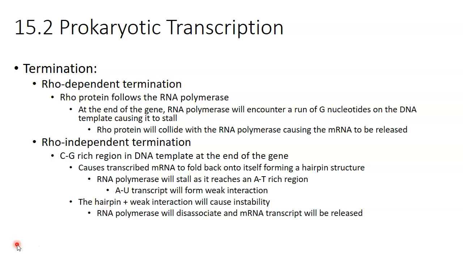And then RNA polymerase, as it starts to reach an AT-rich region, okay, so another repetitive region rich in adenine and thymine, it will transcribe A and U, as complementary bases to that. And that AU is going to be a very, very weak interaction. And so therefore the mRNA starts to already kind of be lifted off. And then you've got that hairpin structure that's already formed, which creates even more tension. And so both of those together cause instability of the complex. And therefore the RNA polymerase will dissociate from the DNA and the mRNA transcript gets released.